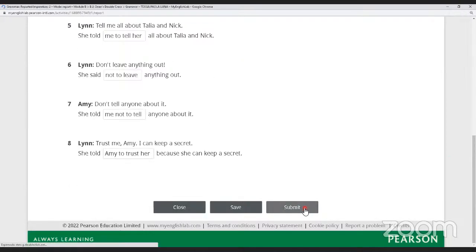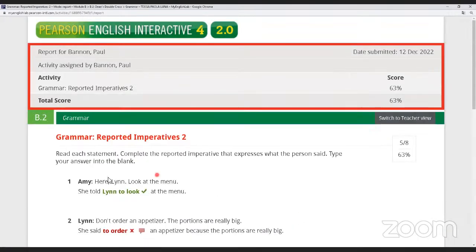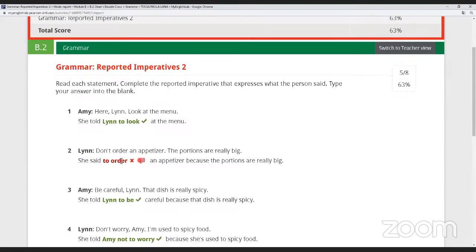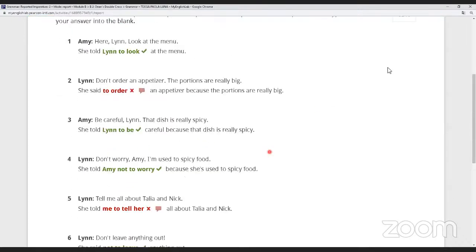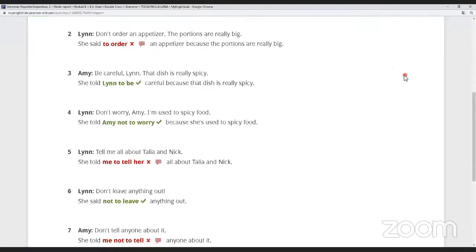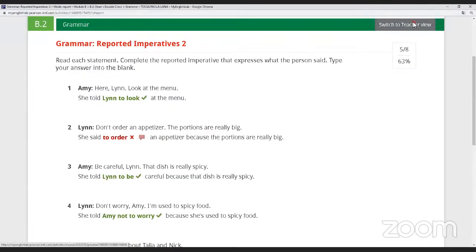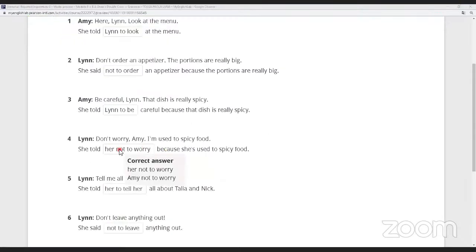So let's submit and let's check. Oh no. She said to order. Oh, this was a negative. She said not to order an appetizer. How about number 5 and number 7? Okay, let's check. Give me a second, please. Okay, now let's check. And it was number 5.